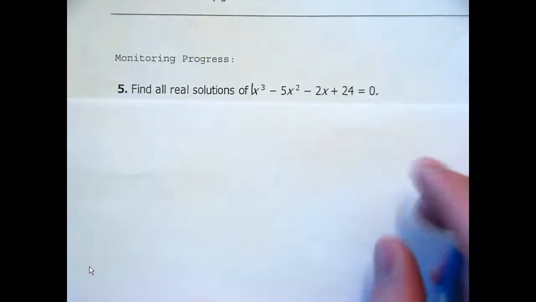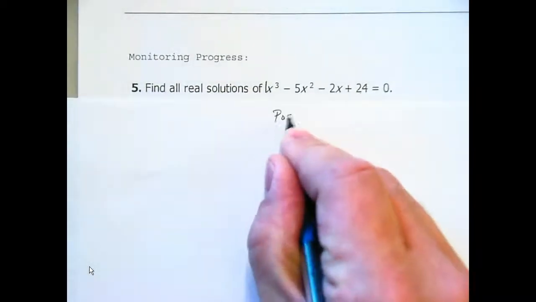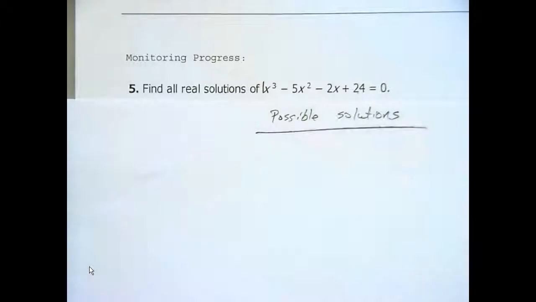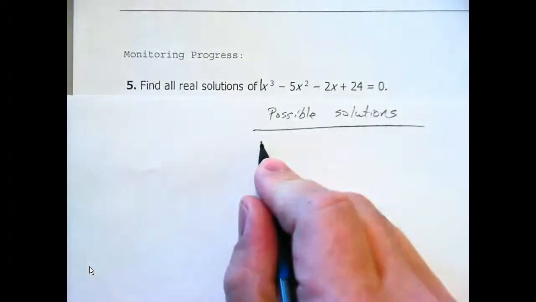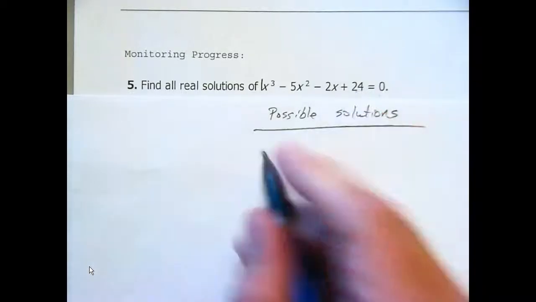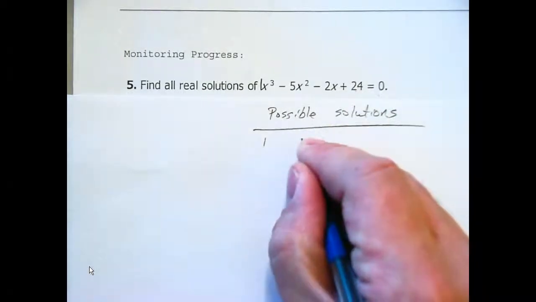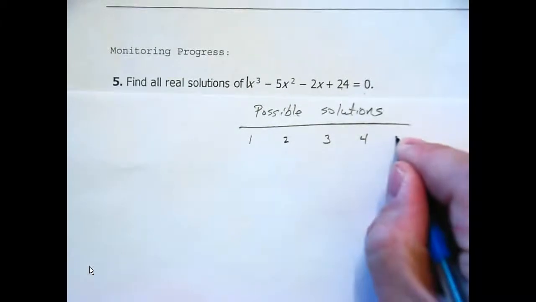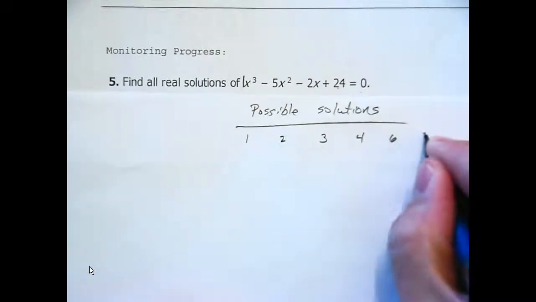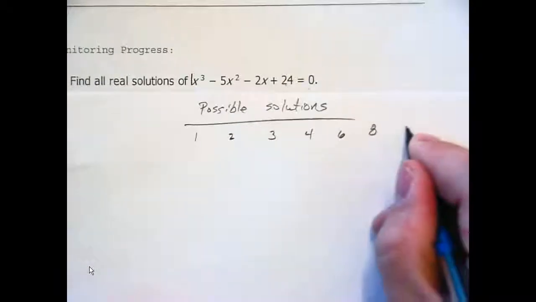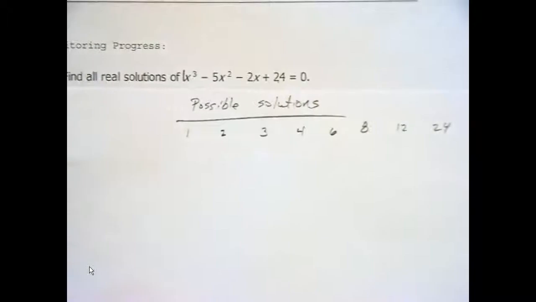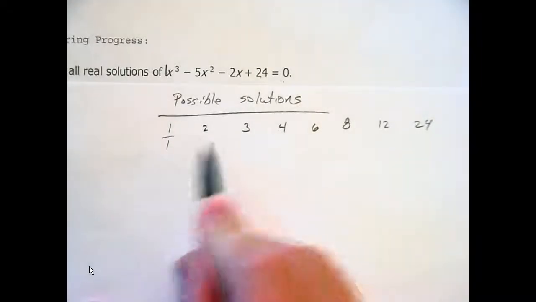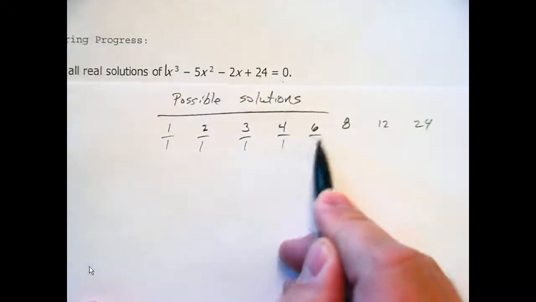That means all of my possible solutions are, well, take all the factors of 24. So 1, 2, 3, 4, 6, keep going, 8, 12, and 24. All the factors of 24 divided by all the factors of 1. Whoa. All those factors of 1. My goodness, that is a lot.